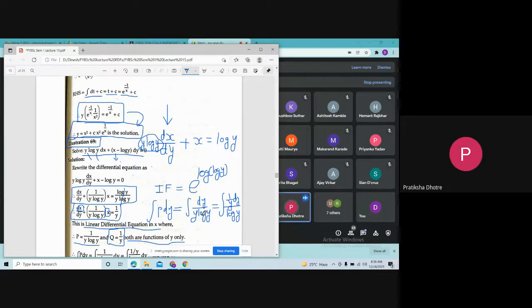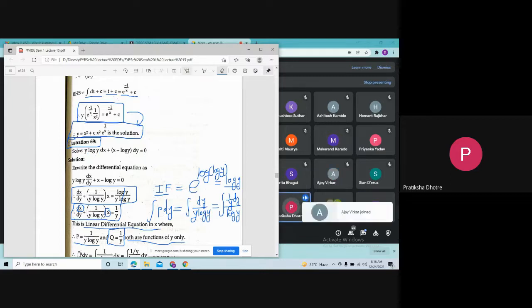Yes sir. Now tell me what is the answer of this? Log y. This is simply log y. Okay, so our integrating factor for this differential equation is nothing but log y. Now can you tell me the general solution for it? So y into integrating factor is equal to integration of q into integrating factor plus c.